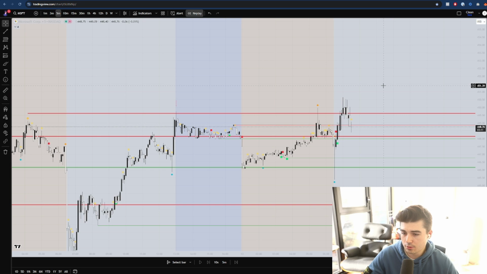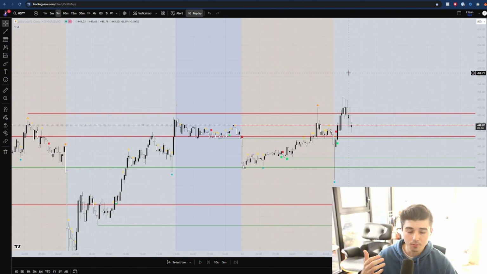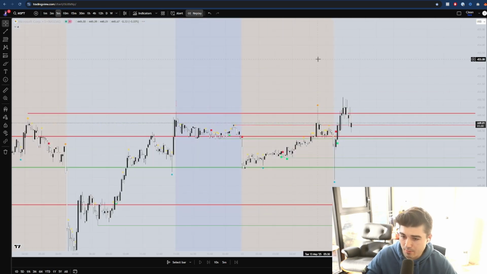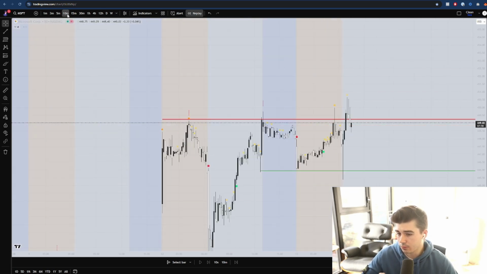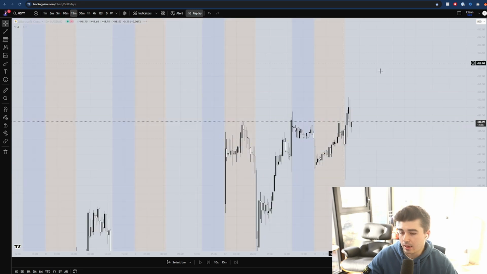But if you're trying to do longer term stuff, a couple of days, or even trying to hold it throughout the day, from market open to market close, I would be looking at maybe the 3 minute, the 5 minute maximum. After that, you start looking at the 10 minute, things like that.